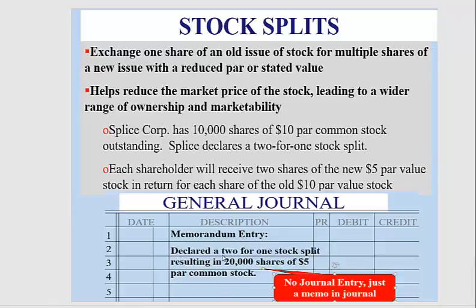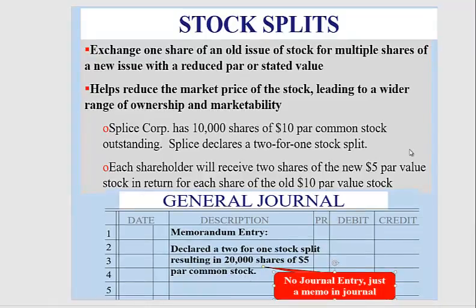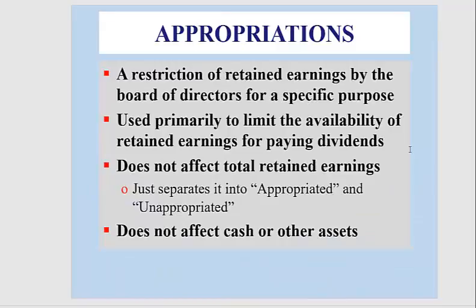So we declared a 2-for-1 stock split, resulting in 20,000 shares of $5 par common stock. So no journal entry is needed with a stock split. So let's move on to appropriations.